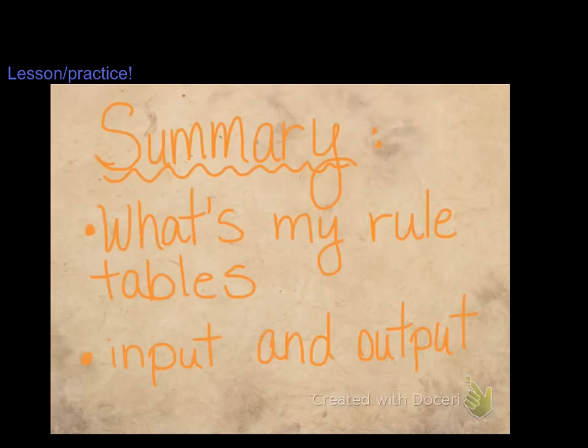So to summarize, we worked on what's my rule tables, and hopefully you notice that there are several different kinds. We have some tables that give us the rule, and they give us the in numbers, and we have to figure out the out numbers. There's some tables that give us the rule, and we have the out numbers, and we have to figure out the in numbers. And there's some tables that have both in and out filled in, and they don't tell us the rule, and we have to figure out the rule.